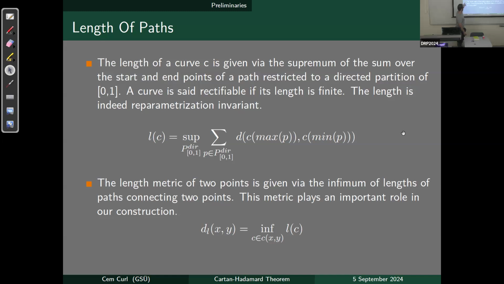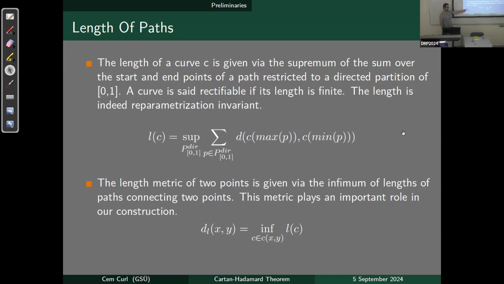The length metric of 2 points is given via the infimum of the lengths of paths connecting the 2 points. This metric plays an important role in our construction. Remember it. I denote it by a subscript L. This is the set of curves between 2 points, and given a curve, it's the smallest of the lengths of the curves.